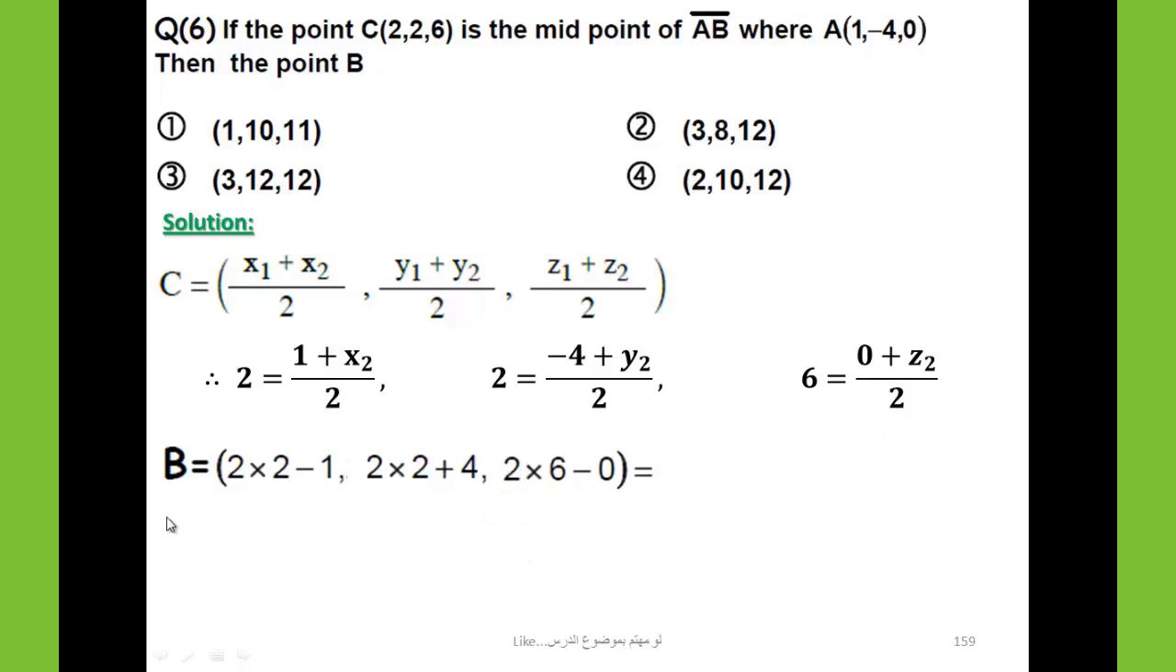So the coordinates of the point B is (3, 8, 12). 2 times 2 minus 1 is 3. 2 times 2 plus 4 is 8. 2 times 6 minus 0 is 12.